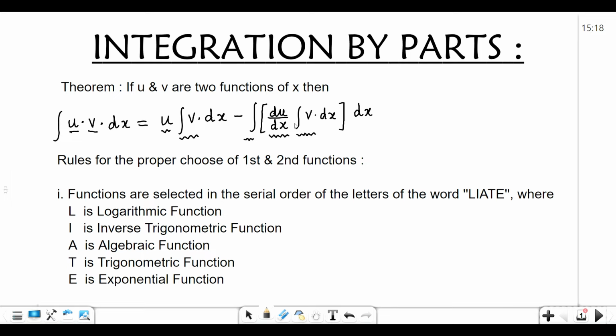Whenever the two functions are given in the form of a multiplication, you have to identify which of the two functions has been given, and according to the serial order of this, you choose u as well as v. This is the first rule. If you haven't understood this first rule, we are going to do the example, so you will be able to identify clearly what will be the first and what will be the second function.